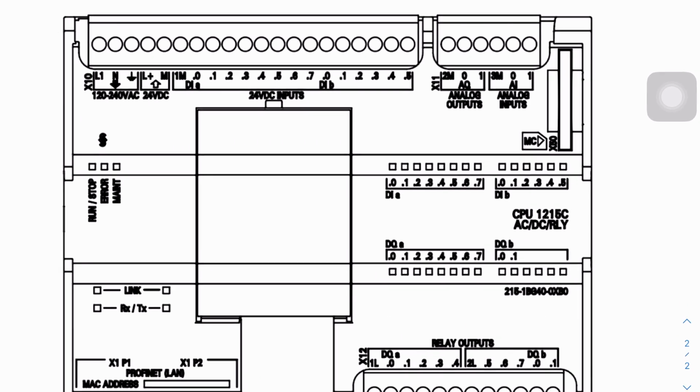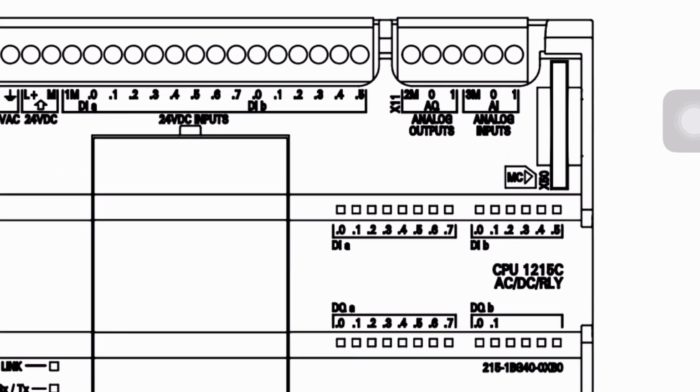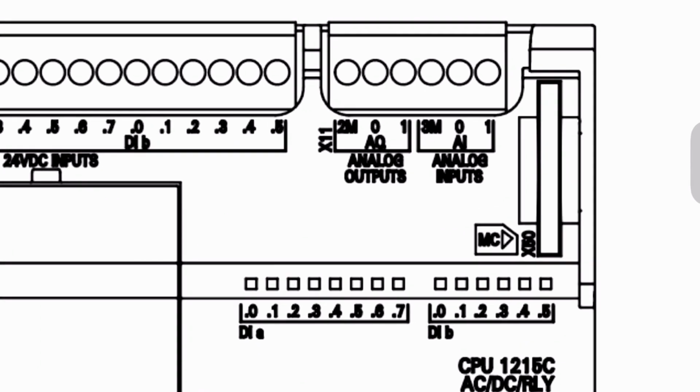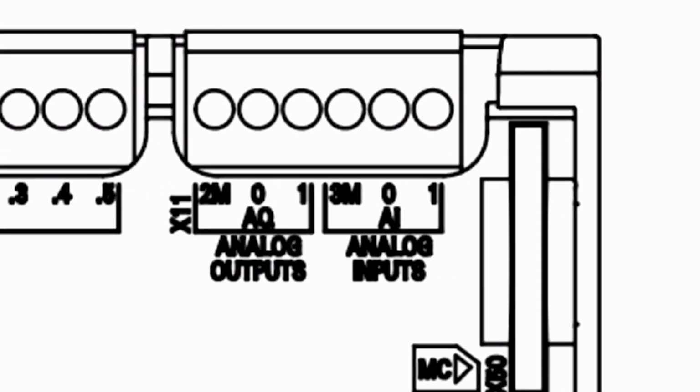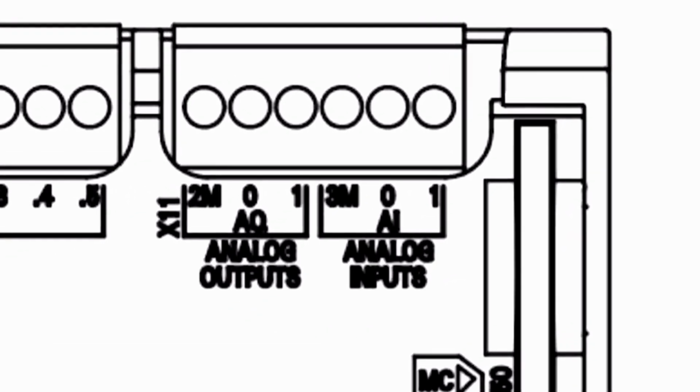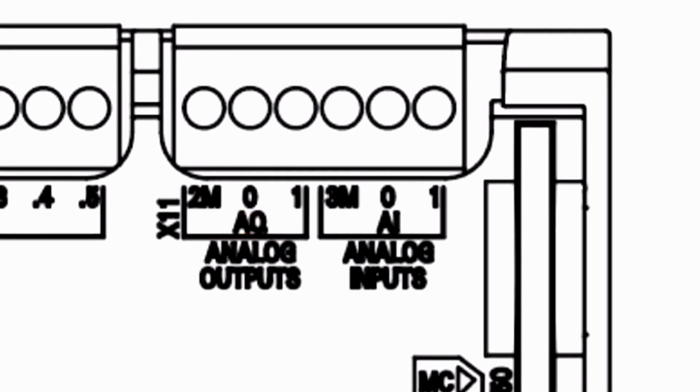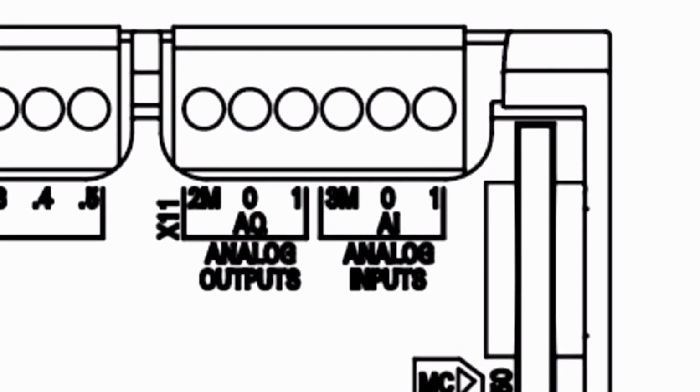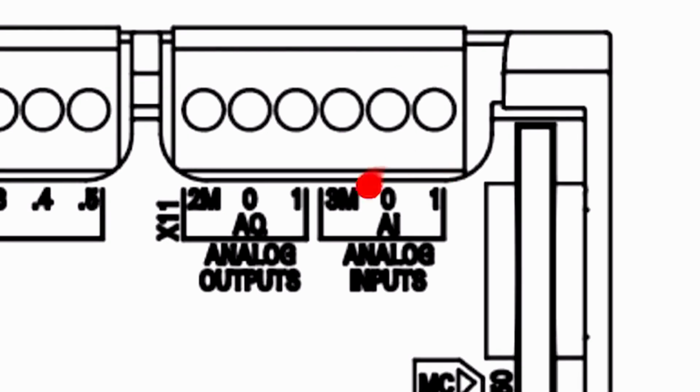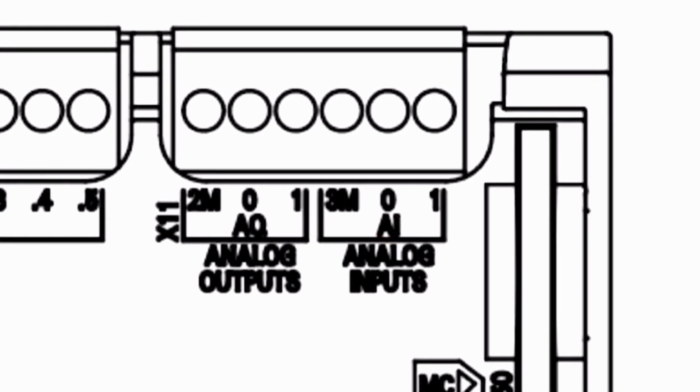On top of that, we also have analog channels, which are the analog output channel and analog input channel. For analog output, we have 2 channels, which is channel 0 and channel 1. And for analog input, we also have 2 channels, which is channel 0 and channel 1.